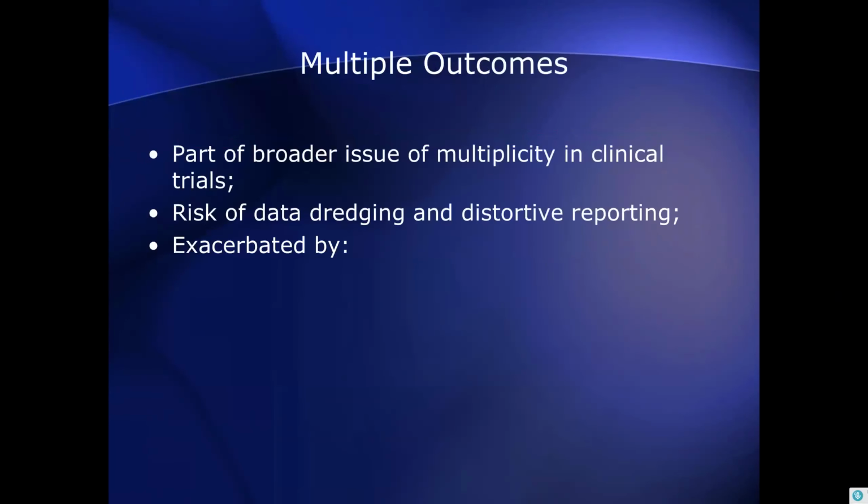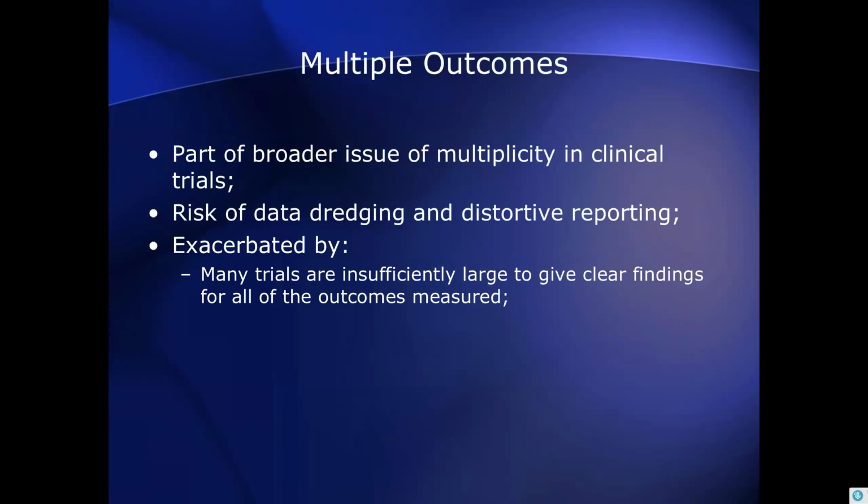The multiple outcomes and the use of multiple outcomes is exacerbated by things I mentioned earlier on. Most trials that we conduct are insufficiently large to give clear findings for all the outcomes measured. So we have to rely on synthesis of findings. That synthesis can only happen when the same outcomes are measured and reported, and then when they're also measured in the same way, which is the next part in the development of core outcome sets.